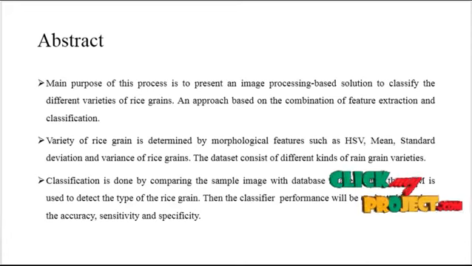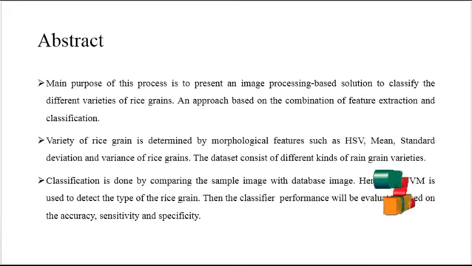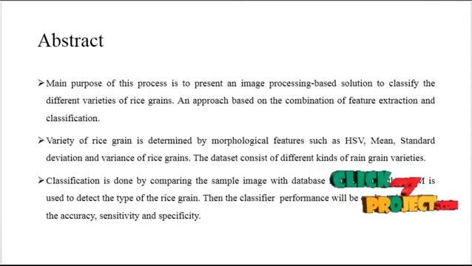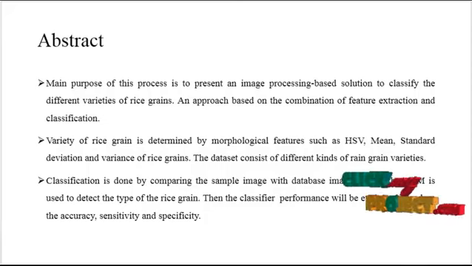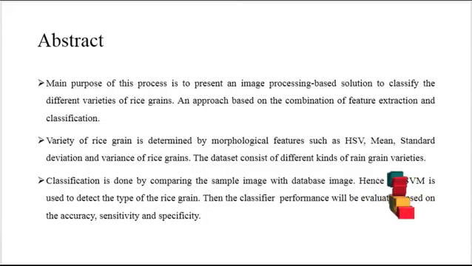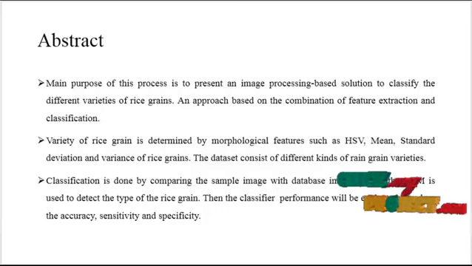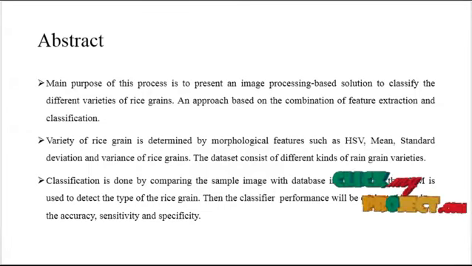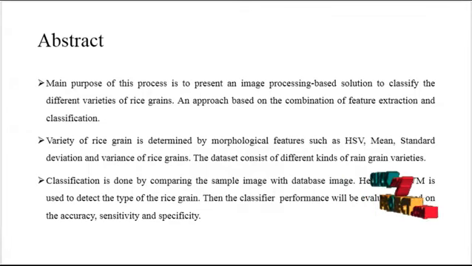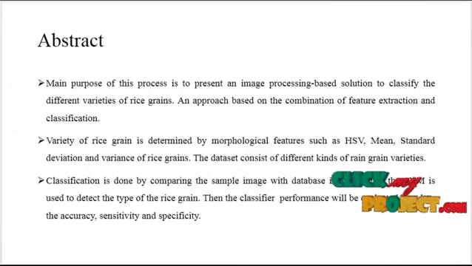Now we're going to discuss the abstract of the process. The main purpose of this process is to present an image processing based solution to classify the different varieties of rice grain, an approach based on the combination of feature extraction, classification and performance estimation. The variety of rice grain is determined by morphological features such as the HSV, mean, standard deviation, and variance of the rice grain image. The dataset consists of many different kinds of rice grain varieties.